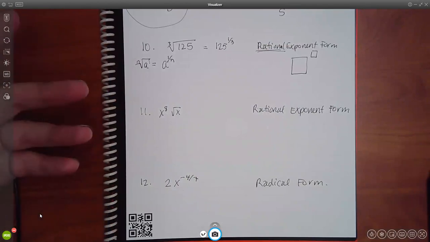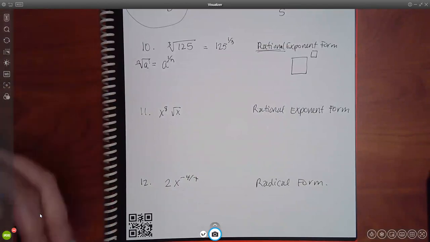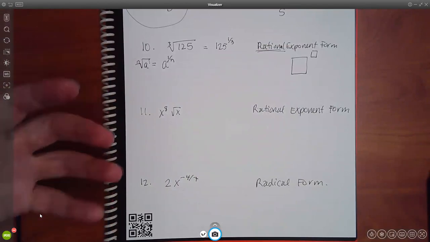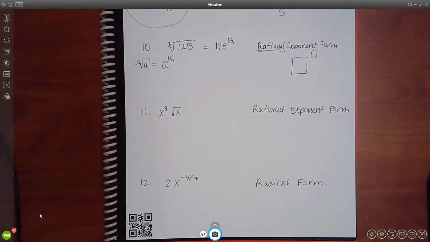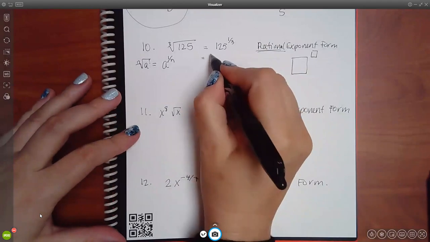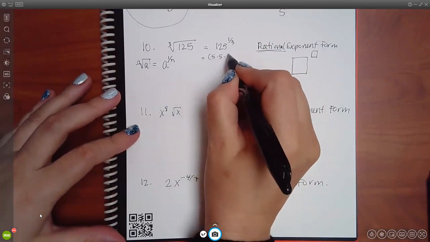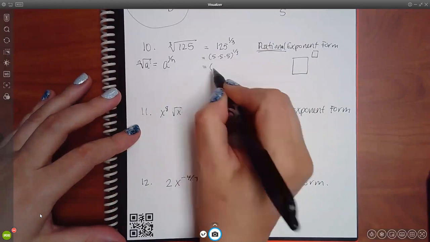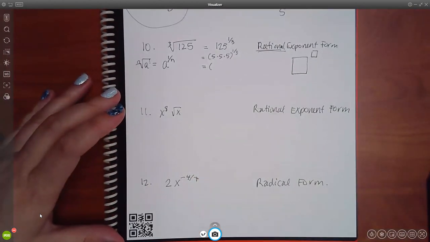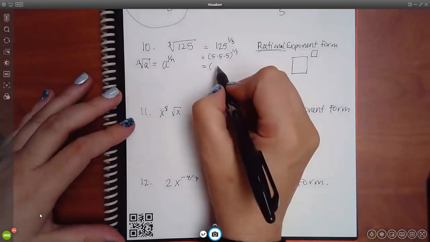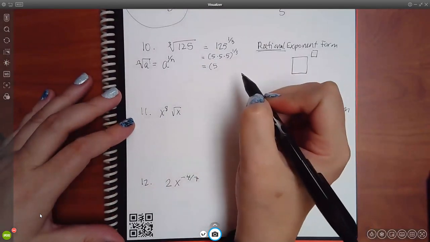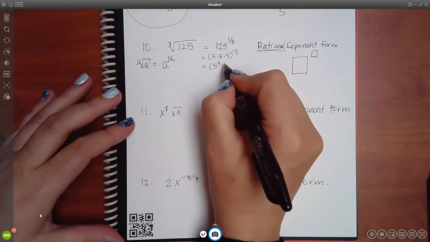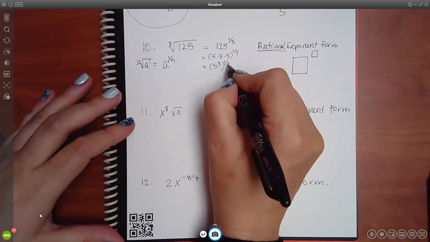However, that's not the final answer, okay? Because 125 can be written as a base with a power. 125 is actually 5 times 5 times 5. And what's an exponent way that I can write 5 times 5 times 5? It would be 5 to what power? The 3rd power, okay?